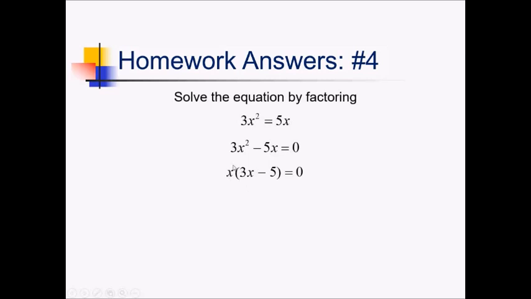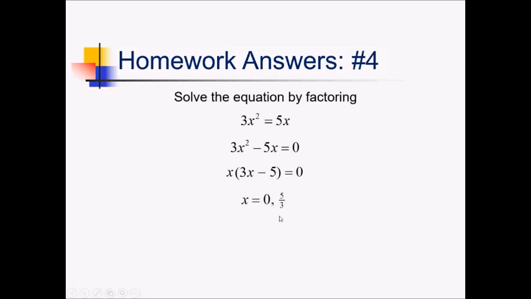And setting x and this parentheses equal to 0, I get x equals 0 as one of my solutions. If I plug in 0 for x, that zeroes out that whole left side there. And if 3x minus 5 equals 0, well, if I add 5 and divide by 3, I have 5/3 as a solution as well.